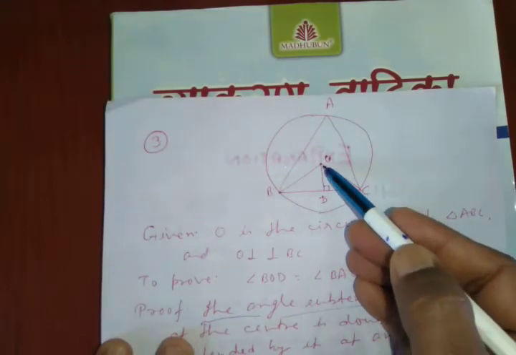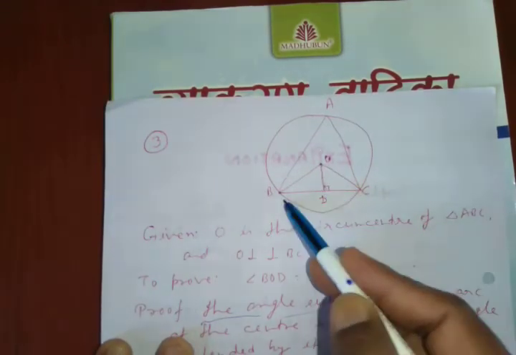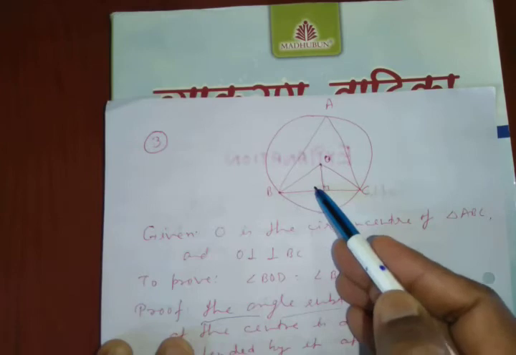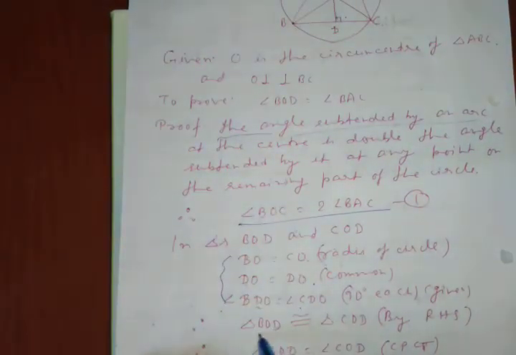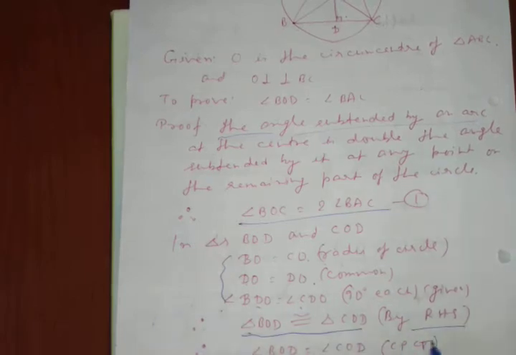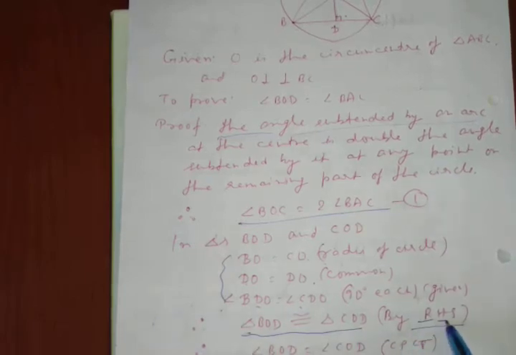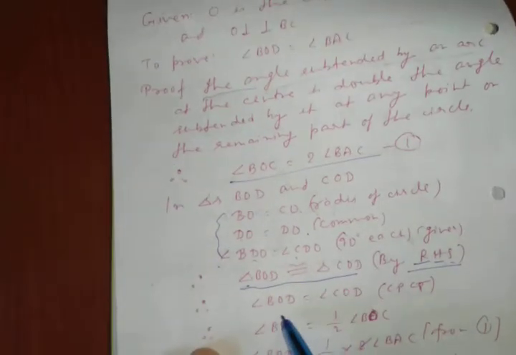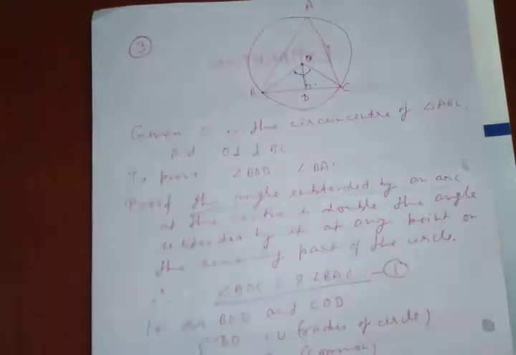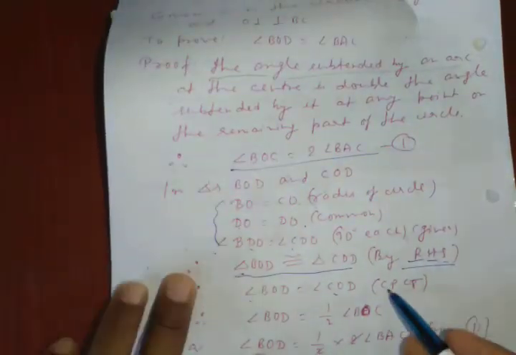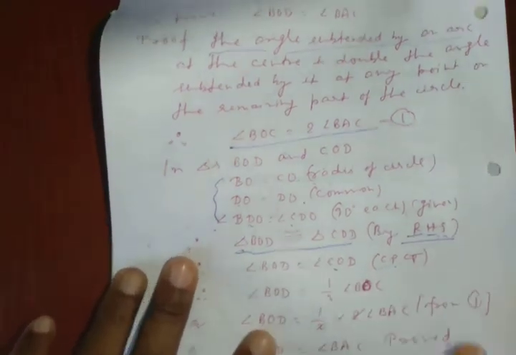because it is given that OD is perpendicular to BC. So these two angles are 90 degrees. By these three conditions the triangles are congruent by RHS condition. RHS means right angle, hypotenuse and side. So by this condition, angle BOD equals angle COD by CPCT, that is, corresponding parts of congruent triangles.